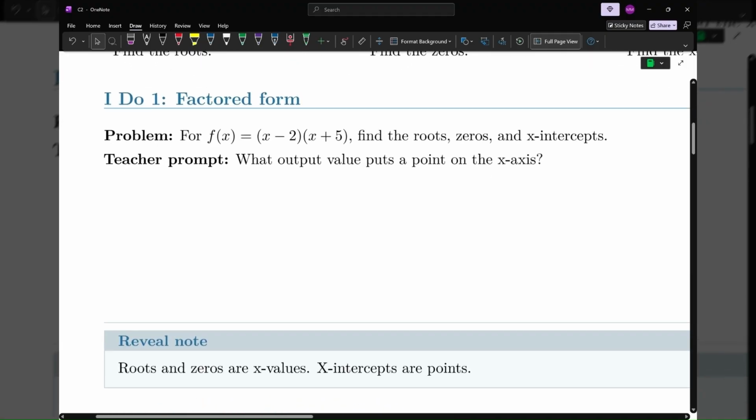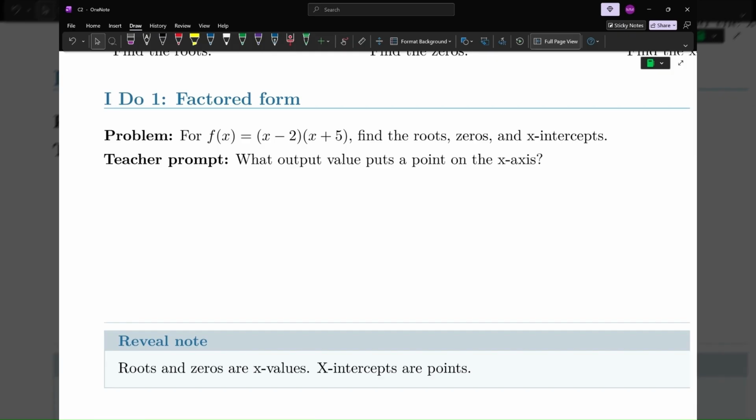So our question is, for the function f of x equals x minus 2 times x plus 5, we want to find the roots, zeros, and x-intercepts. And again, we are asking ourselves, are these the same thing, asked for different ways, or are they actually different things? To start, a little prompt: what output value puts a point on the x-axis? If we're thinking about a Cartesian coordinate plane, on the x-axis we are somewhere here, here, or here. For all those, y is 0. Our output value is going to be 0. So to put a point on the x-axis, we know our output has to be 0.